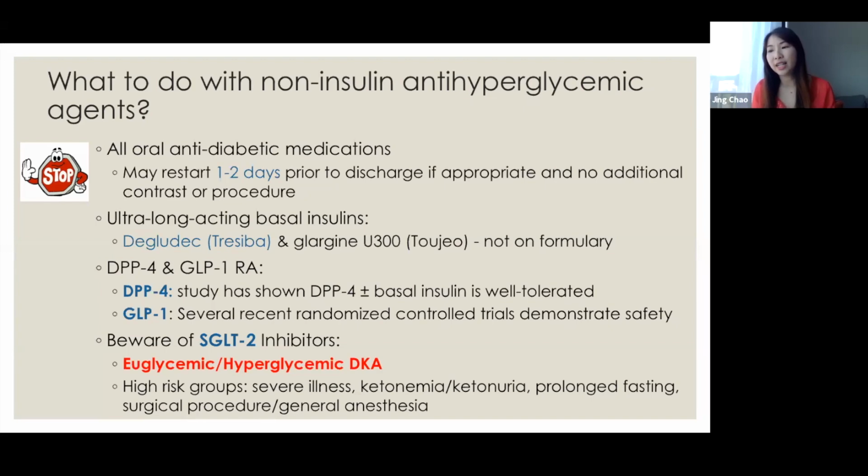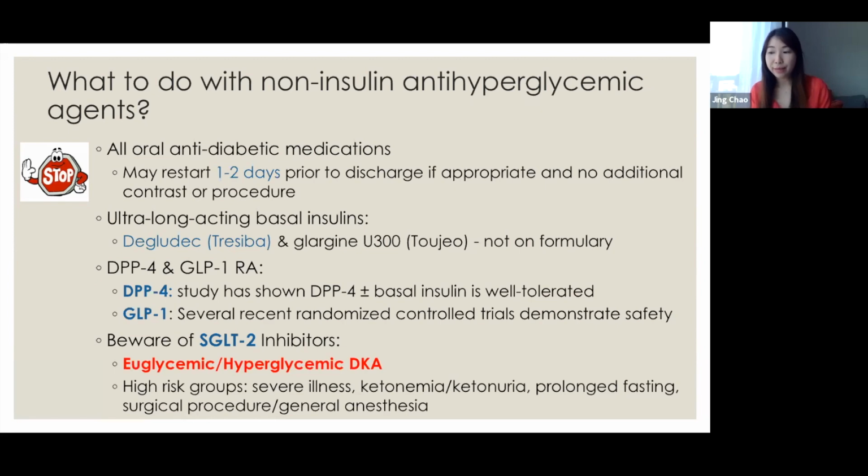Another multi-center randomized trial enrolled 150 patients, randomizing to exenatide alone, exenatide plus a basal insulin, and insulin alone with basal bolus insulin. But this study showed that a higher proportion of blood sugar in the target range of 70 to 180 was seen in the dulaglutide plus basal insulin group.